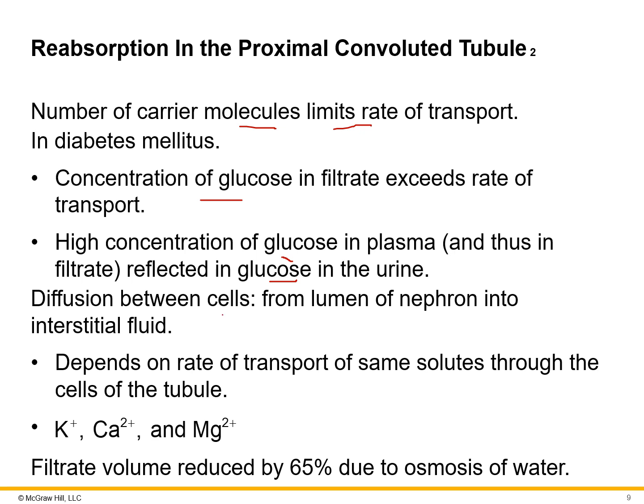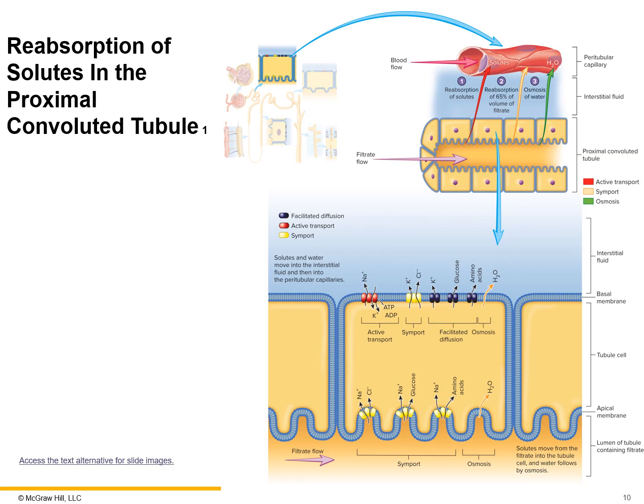Now, there is some diffusion between cells, from the lumen of the nephron to the interstitial fluid, and the rate of that transport is the same as for solutes going through the cell. This includes potassium, calcium, and magnesium. It just depends on how quickly they're coming in; that determines the rate. And then the volume is reduced by about 65% due to the osmosis of water.